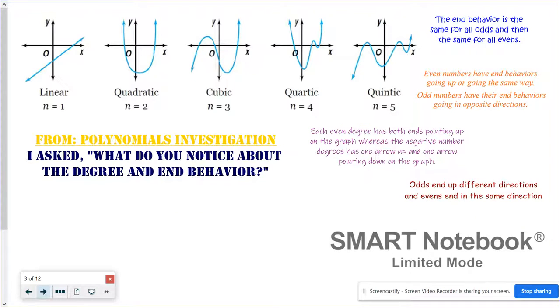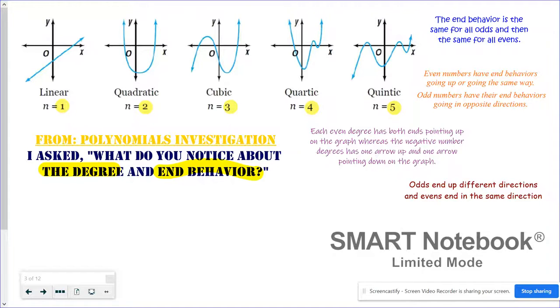Now I had you explore polynomial function graphs before this episode, and I presented you with these 5 graphs, and I said, what do you notice about the degree and the end behavior? These are the kind of things that you said. The end behavior is the same for all odds and then the same for all evens. Our odd functions would be the 1, 3, and 5, and then evens, of course, 2 and 4.